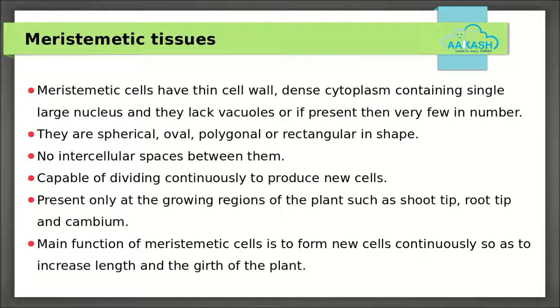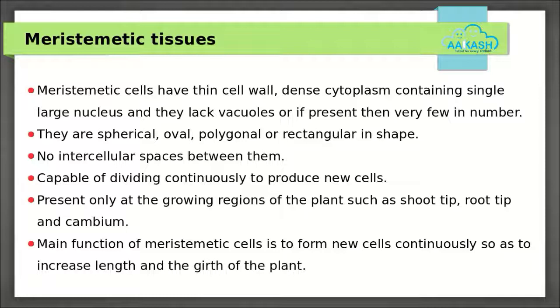Meristematic tissue. Now we will understand what is meristematic tissue. Meristematic cells have thin cell wall, dense cytoplasm containing single large nucleus, and they lack vacuoles, or if present, then very few in number. They are spherical, oval, polygonal or rectangular in shape. These cells do not have intracellular spaces between them. They are capable of dividing continuously to produce new cells. These cells are present only at the growing regions of the plant such as shoot tip, root tip and cambium.